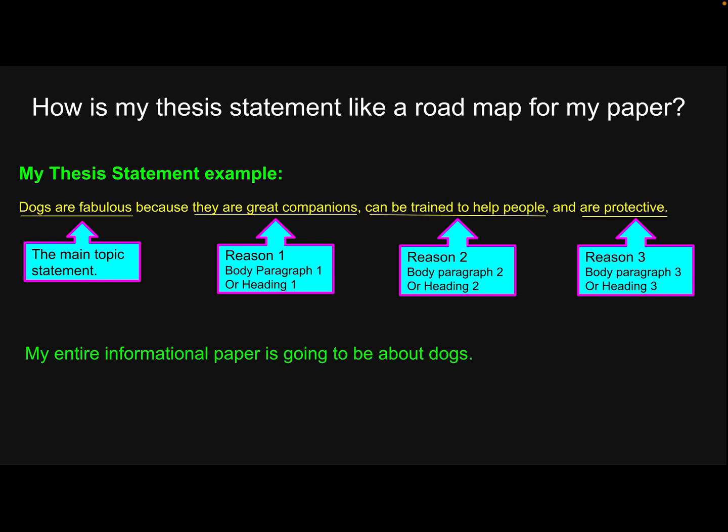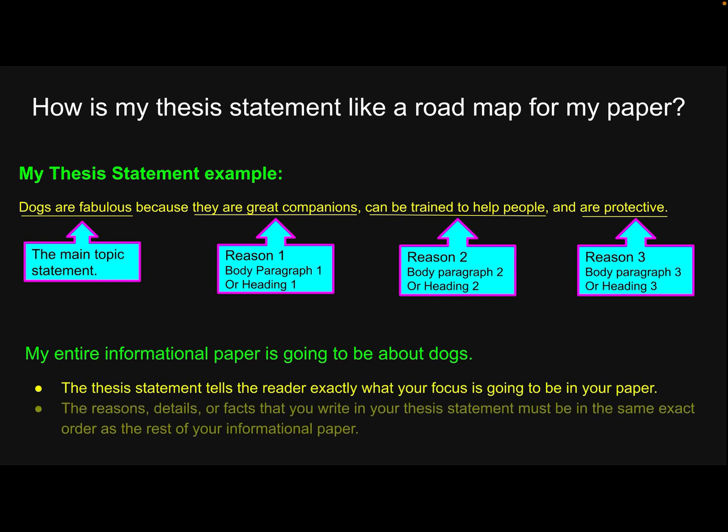Okay, so my entire informational paper is going to be about dogs. And the thesis statement tells the reader exactly what your focus is going to be on the paper. They know this from your introduction, and from the introduction, they find out, do I want to finish reading this paper? Yes or no? Okay. The reasons, details, or facts that you write about in your thesis statement must be in the same exact order as the rest of your informational paper. That's why it's like the roadmap. Any questions so far?